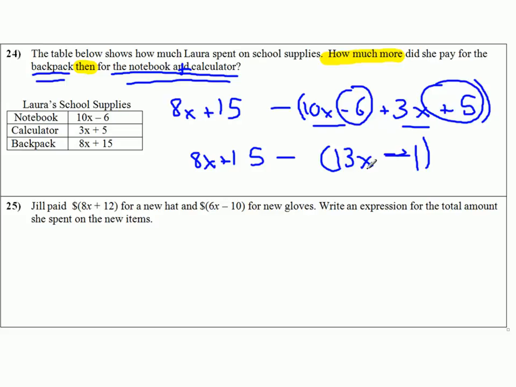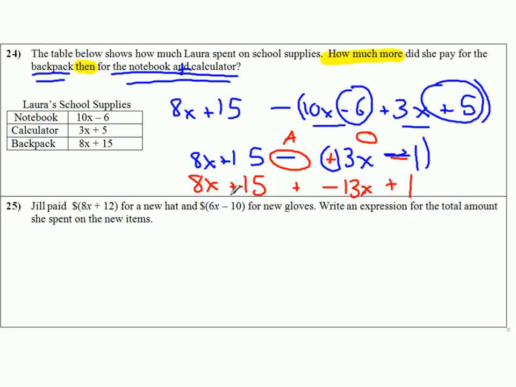That's 13x minus 1. So now I have to figure out how much more the backpack was than these two combined. That's going to require a little bit more work because of this sign right here. I'm going to have to add the opposite. 8x plus 15 plus negative 13x plus 1. So again, this positive 13 here becomes negative 13. This minus 1 becomes plus 1.